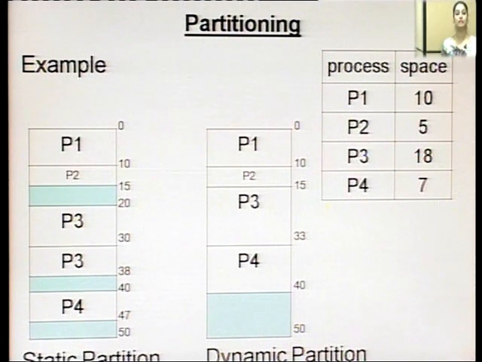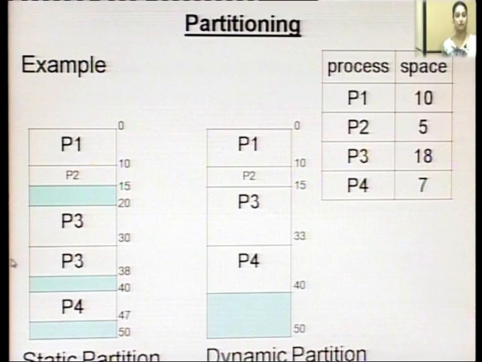In the static partition, P1 starts from 0 and goes up to 10, holding the first 10 locations in memory. After that P2 holds 5 spaces, from 10 to 15. The locations from 15 to 20 remain empty, so these 5 memory spaces are vacant.